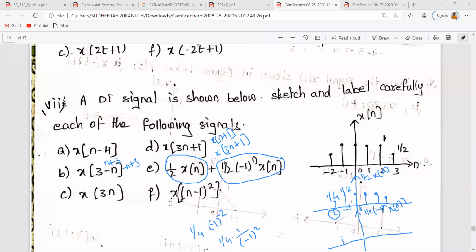So minus 1 whole power n means, for even values of n it will be plus 1 and for odd values of n it should be minus 1. So it is minus 1, it is an odd value, right? So the sample should be multiplied with minus 1, 0. Anything whole power 0 is equal to 1. So this should be a positive value, positive half. And here 1, right? Here at this instant of time n is equal to 1, so minus 1. This sample should be multiplied with minus 1. And again the sample should be multiplied with plus 1. The sample should be multiplied with minus 1.